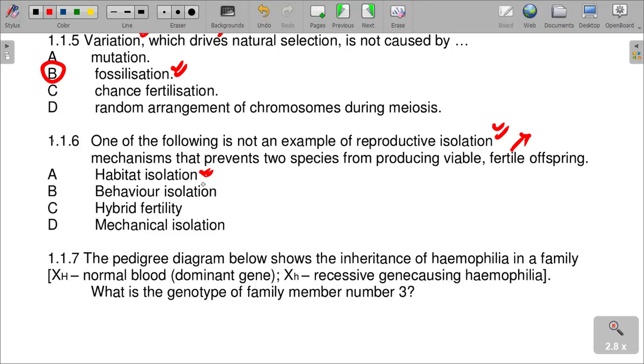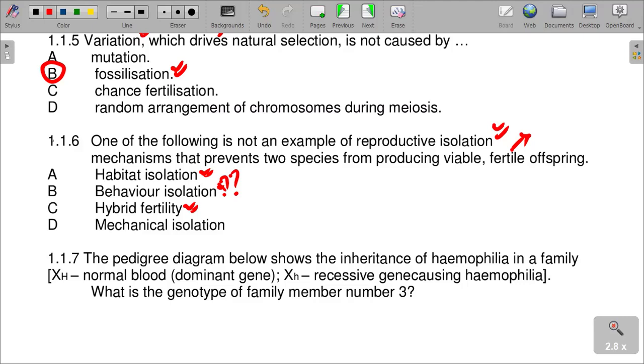Habitat isolation, we say it can do. Behavior isolation, we can put a question mark on that. Hybrid sterility, we are saying it cannot produce viable offspring. Mechanical isolation also, we are saying, is an example of reproductive isolation. Mechanical isolation can also result in hybrid sterility. It obviously means that the offspring is not fertile.